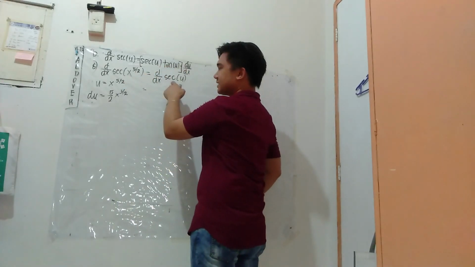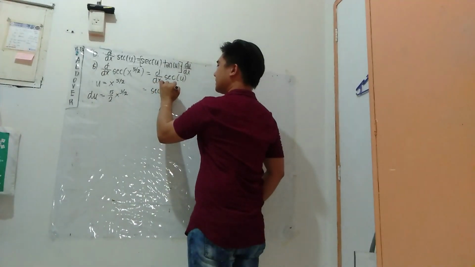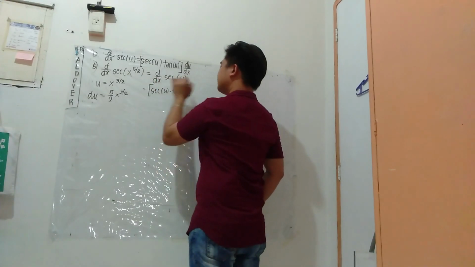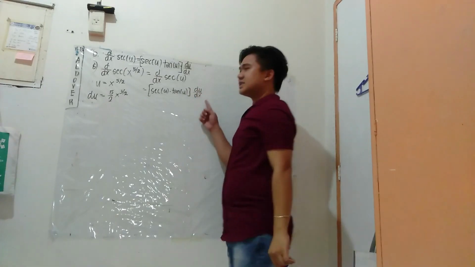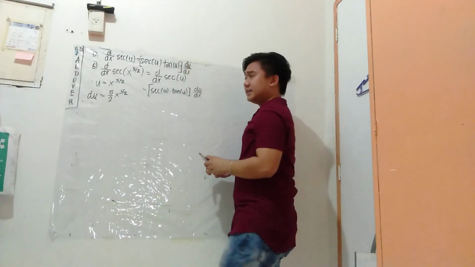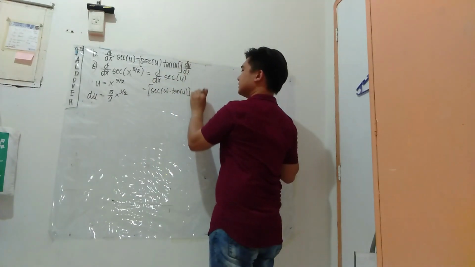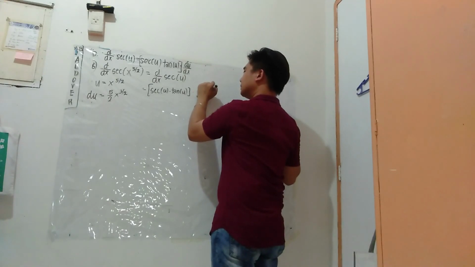So, ano ang derivative ng secant of u? Sec u times tan u all multiplied by du dx. Okay, ano nga kasi yung du dx ko? Ang du dx ko ay 5 over 2 x raised to 3 halves. So, 5 over 2 x raised to 3 halves.